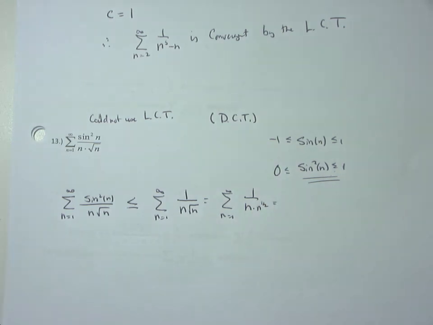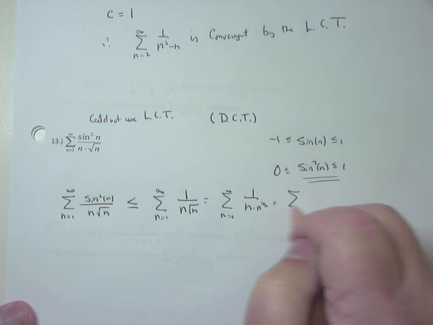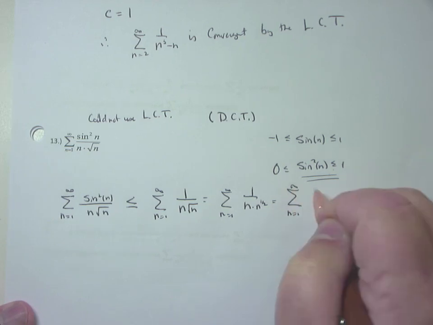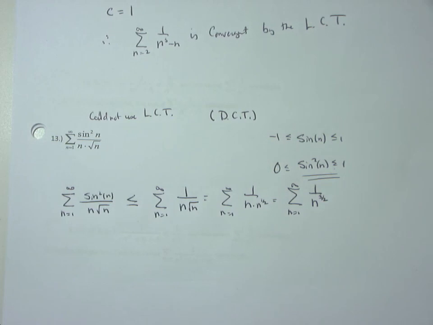Clean it up. What's n times n to the half? When you multiply, what do you do with the exponents? You add. So what do you get? The sum as n goes from 1 to infinity of 1 over n to the 3/2. Does that make sense? What's this series' name?